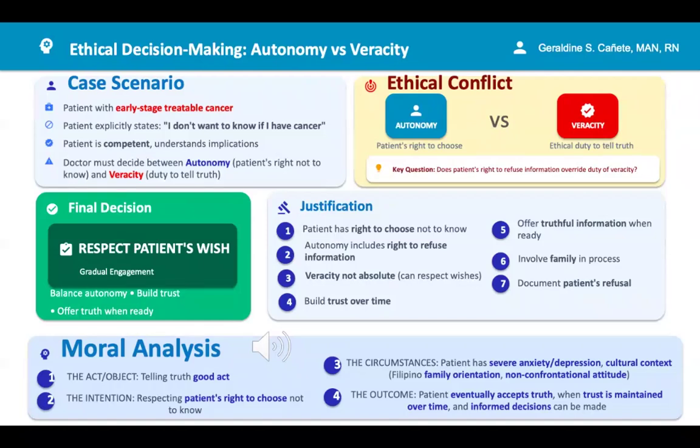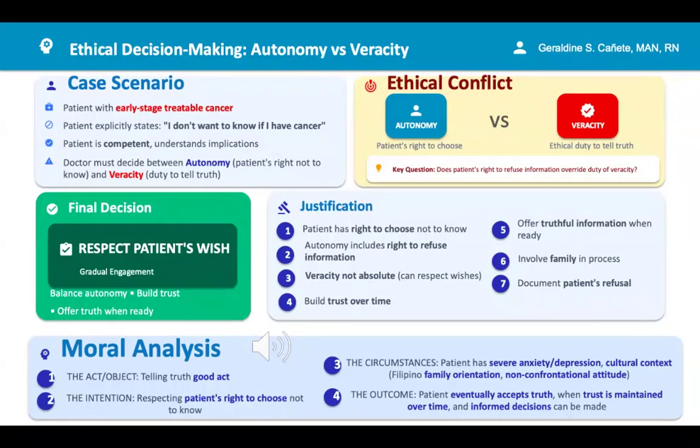Now, in this situation, the most ethically sound course of action is to respect the patient's wish not to know their diagnosis, at least initially. However, this decision should be approached with gradual engagement, balancing respect for autonomy with ongoing efforts to build trust and offer truthful information when the patient is ready.